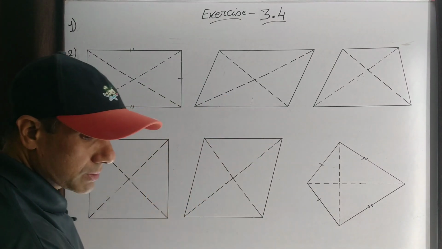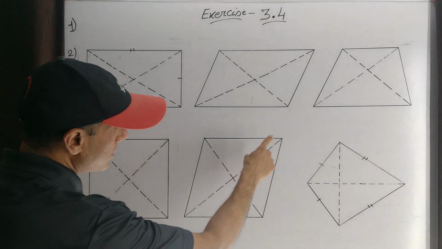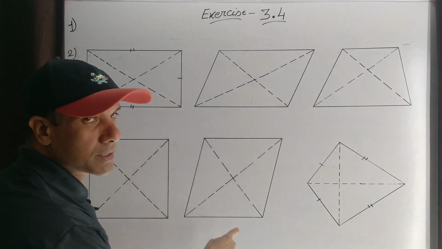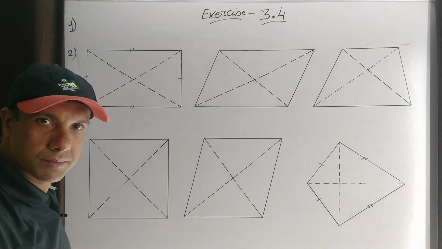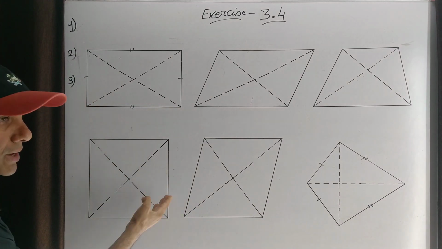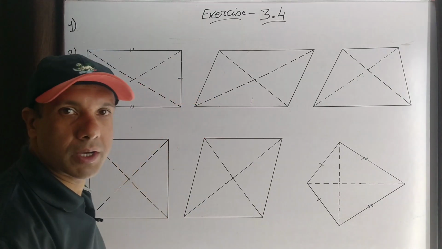A square is a rhombus. A quadrilateral is said to be a rhombus when all four sides are of equal length. The same is true for a square. So a square is also a rhombus.